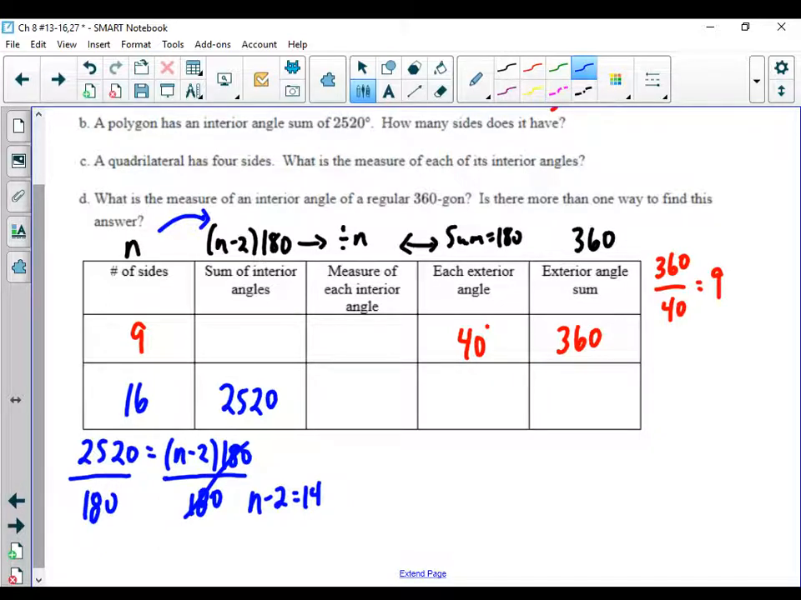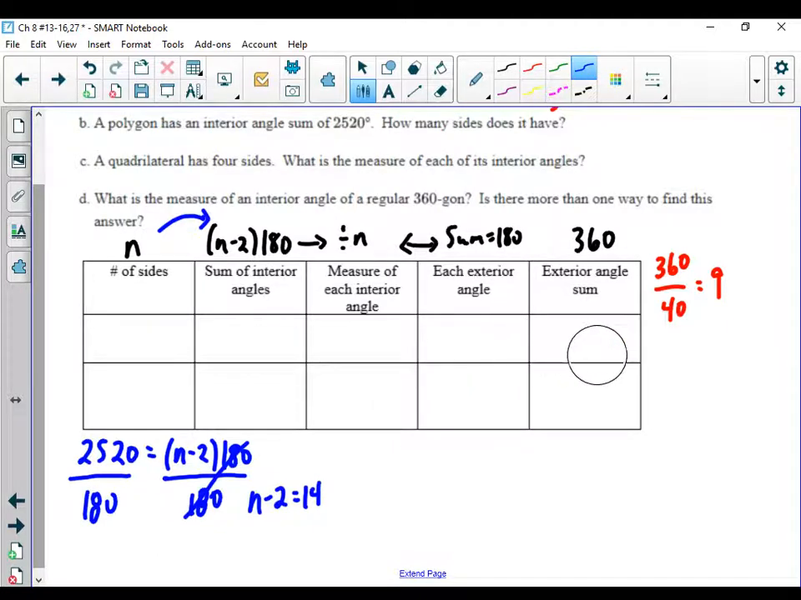In fact, as we get to more and more problems, I sometimes will give you this table, and I'll give you one of the values to fill in, and we're going to see if we can find the other values that go with it. All right, but let's see if we can use the table again to help us with these last 2 questions.